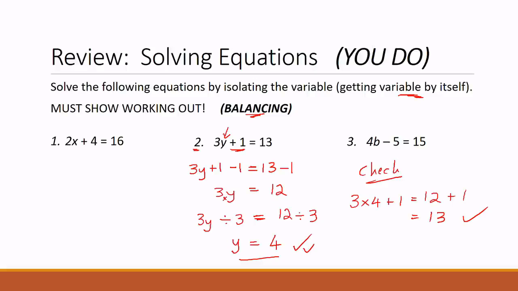So that's the balance method, doing the same thing to both sides, the opposite or the inverse operation to both sides. By the way, if you tried question 3 as well, which hopefully you did, pick one of those two methods, you should actually find that B is going to equal 5.